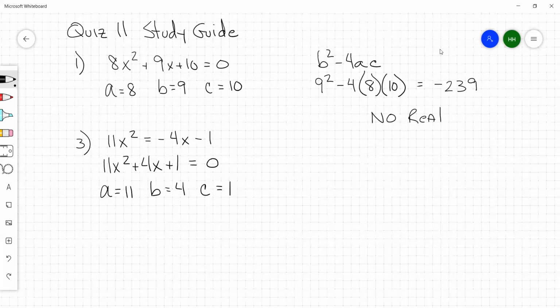So b squared minus 4ac, what's b? We got 4 squared minus 4 times a times c. So that is 16 minus 4 times 11 times 1, negative 28. Again, no real solutions. All right, in problems 2 and 4, you will do the same way. Again, just make sure that everything is on the left-hand side of the equal sign when you label your A, your B, and your C.